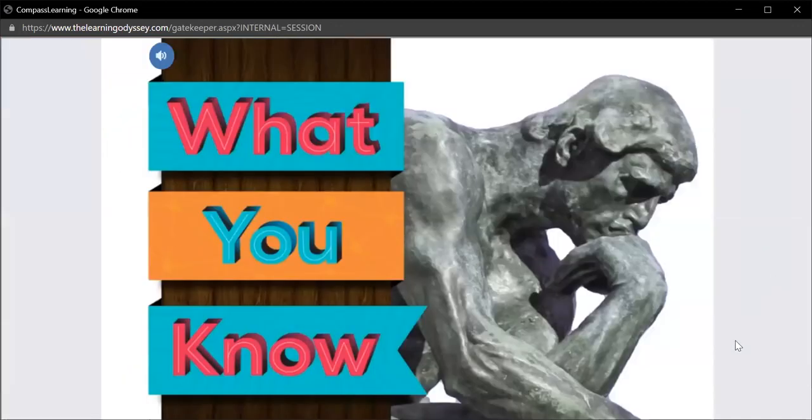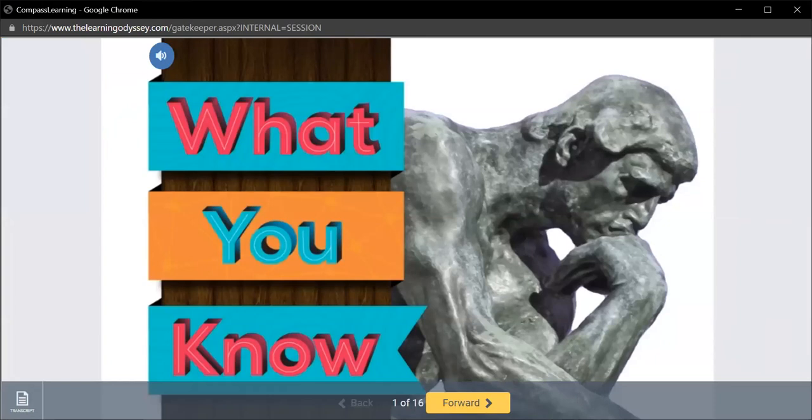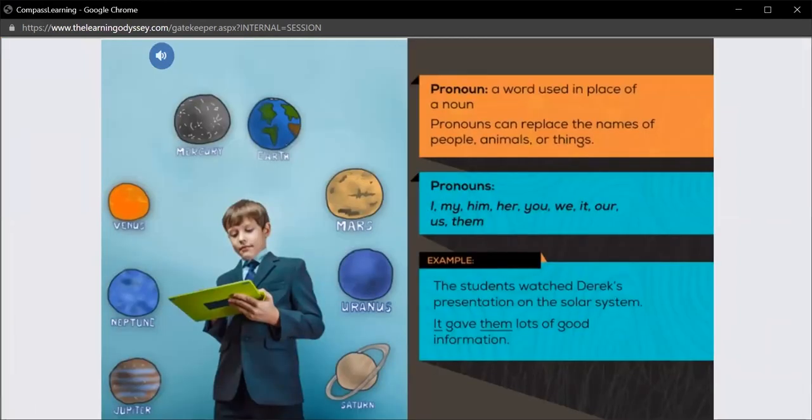Let's start by going over what you already know about pronouns. You already know that a pronoun is a word used in place of a noun. Pronouns can be used to replace the names of people, animals, or things. Some of the pronouns you commonly use are I, my, him, her, you, we, it, our, us, and them.